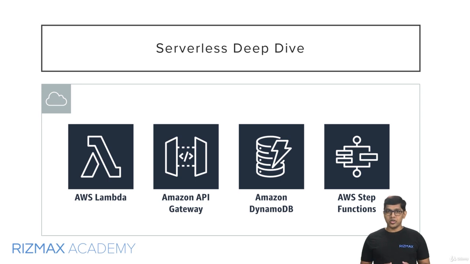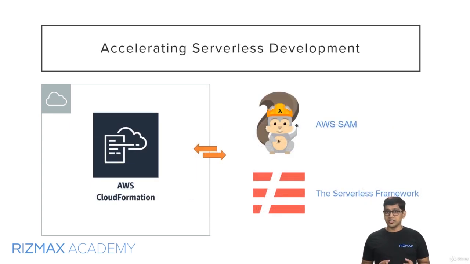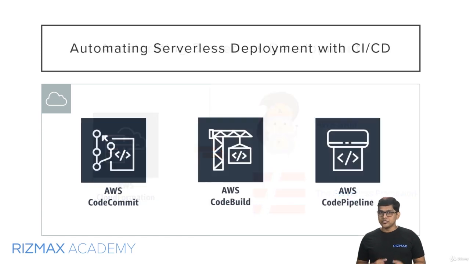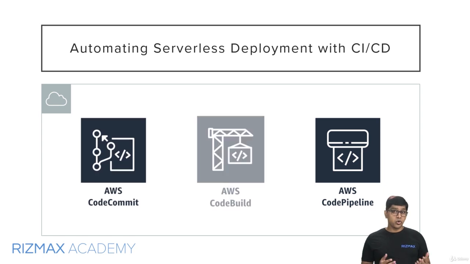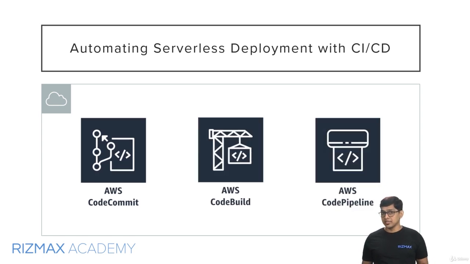We'll also learn building serverless workflow patterns using step functions, and then I'll teach you the best approach to building serverless applications, which is using frameworks like AWS SAM and the serverless framework. We'll take this further and I'll show you how to automate and streamline your serverless delivery and deployment with CI/CD tools like AWS Code Commit, Code Build, and Code Pipeline.